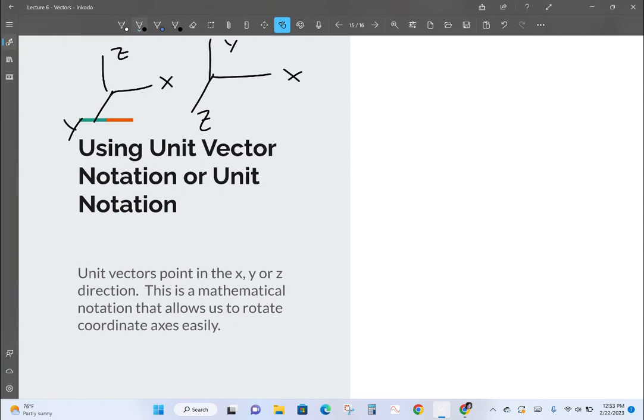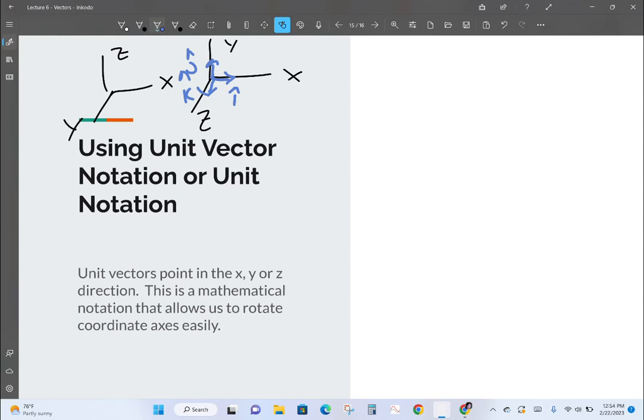So the first unit vector is i. It always points in the direction of x. And a unit vector has, instead of a half arrow on it, a caret sign over it. In the y direction, it has a value of 1, but it's called j. And in the z direction, it's called k. So one way that we write vectors is in something called unit vector notation.